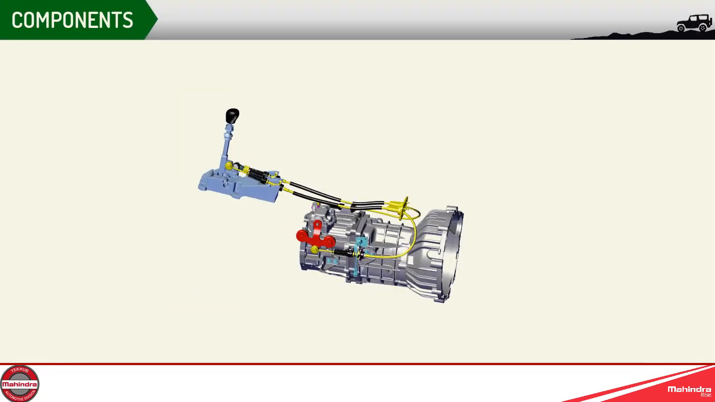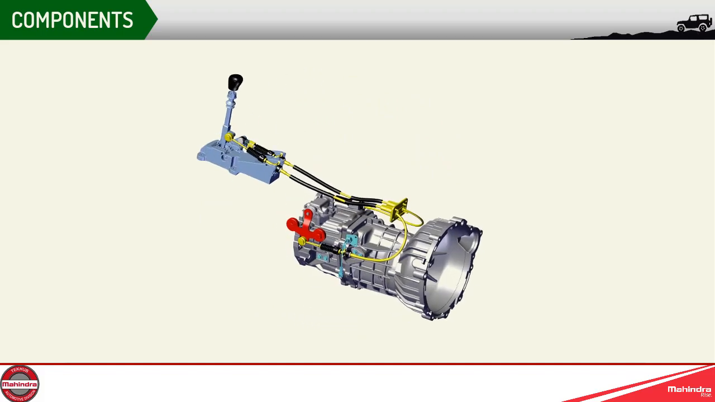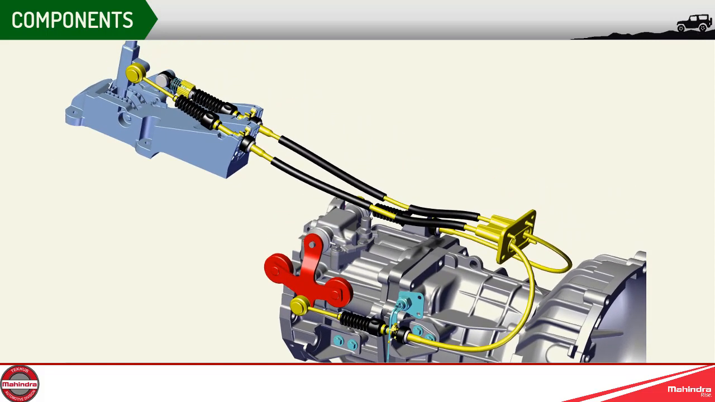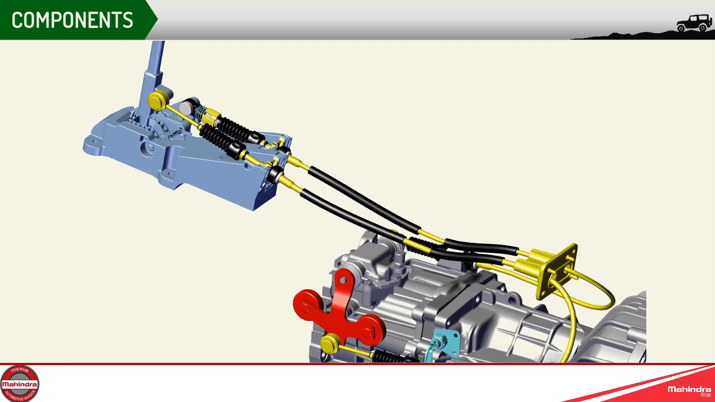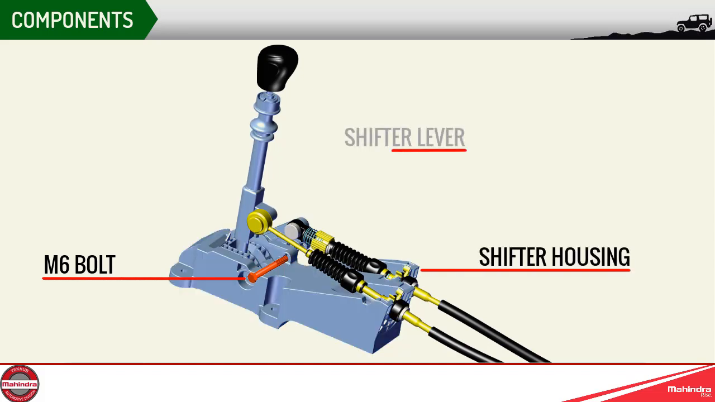Components. These are the basic components. This is a shifter lever on transmission assembly. This is a shifter cable. This is a selector cable. This is a M6 bolt approximately 60 mm long. This is a shifter housing and this is a shifter lever.